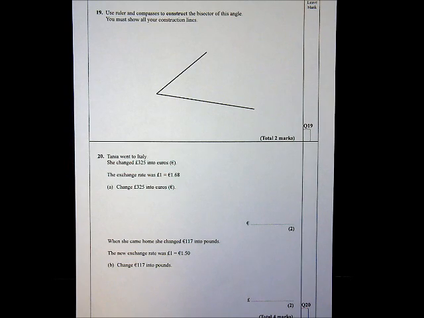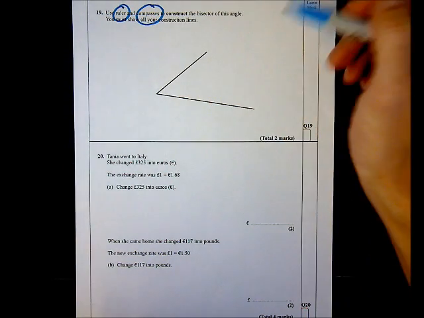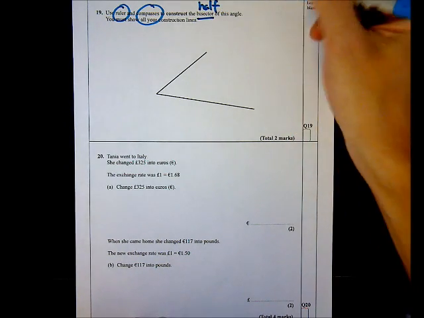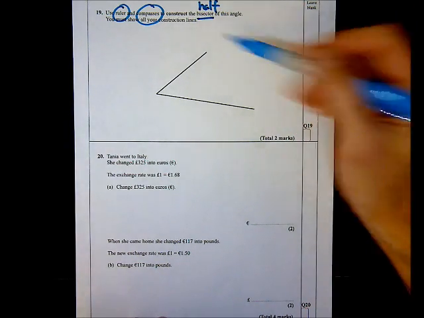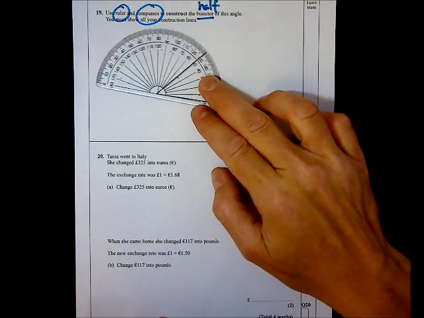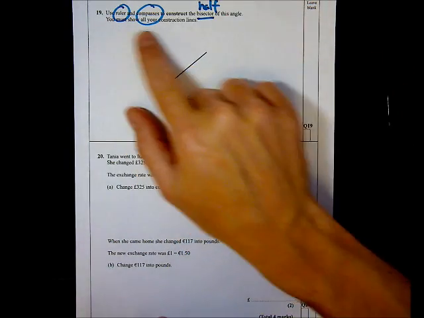In question 19, I'm asked to use a ruler and compasses to construct the bisector, which means to split in half, of this angle. I need to show all of my construction lines. And they're trying to tell you not to use a protractor. We won't want to see anyone trying to use a protractor to measure and split this angle in half. You're not going to get any marks for that. They're very clear they want you to use a ruler and a compass.